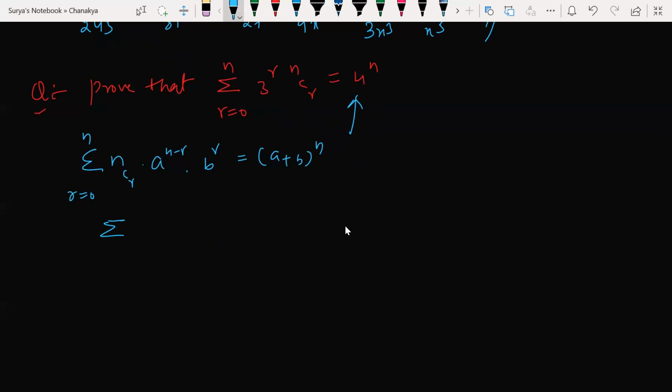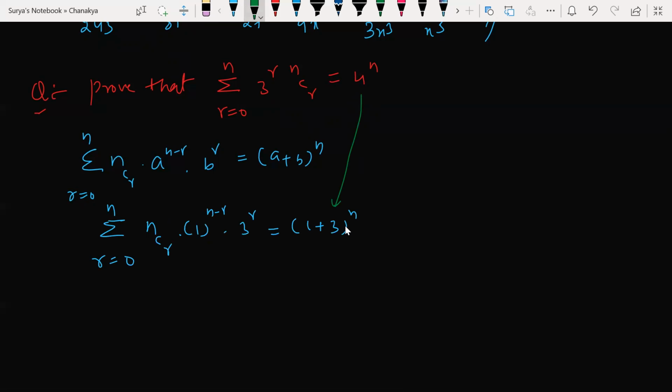Summation of r equal to 0 to n, nCr 3 to the power of r. First of all, let us write nCr as it is, into 1 to the power of n minus r, into 3 to the power of r, is equal to (1 plus 3) to the power of n. Can I write like this? Yes or no?